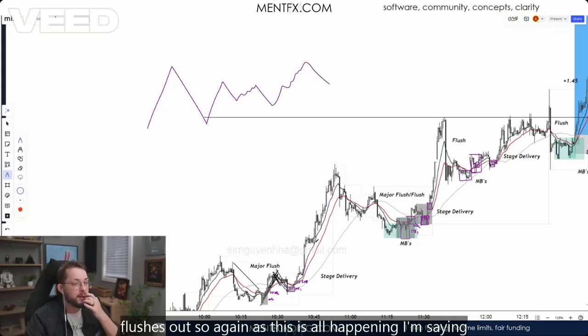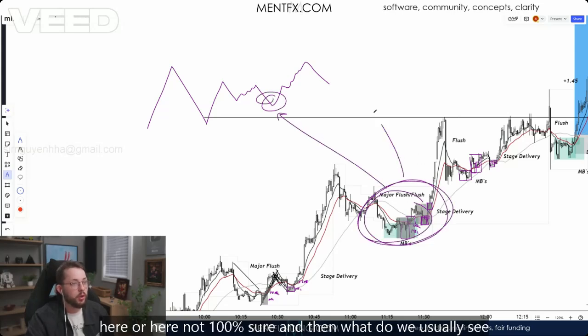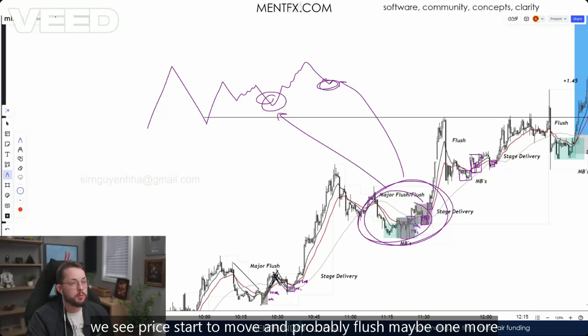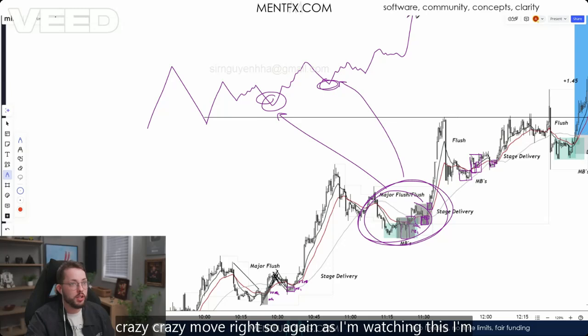So again, as this is all happening, I'm saying, okay, we're probably at this point here, right? We're probably here or here, not 100% sure. And then what do we usually see? We see price start to move and probably flush maybe one more time, maybe starts holding on, right? So then maybe this is that. And then price maybe flushes again, and then starts a crazy, crazy move, right?